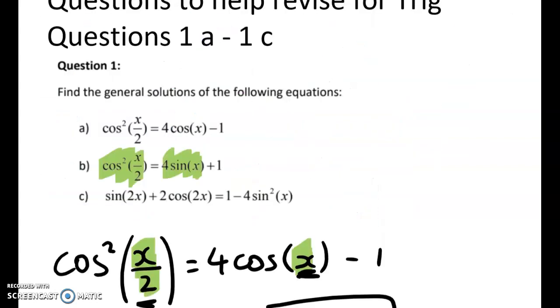Okay, I don't think I have time to get through part C. I'll do a separate video for that one, so go and have a go at that. It looks much worse, but it's really the same skills again.